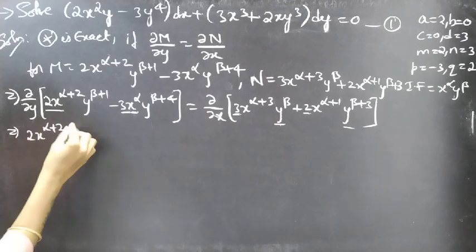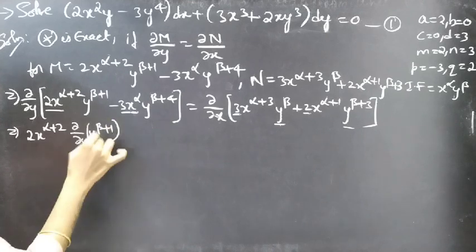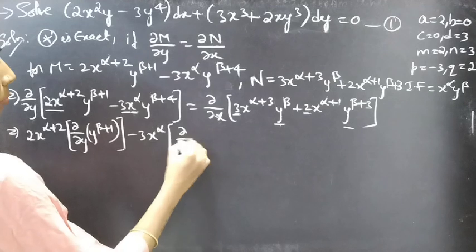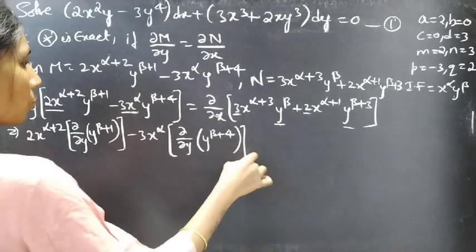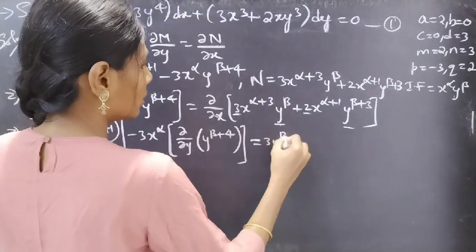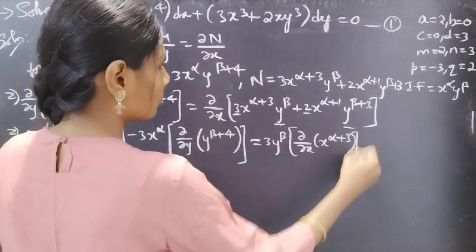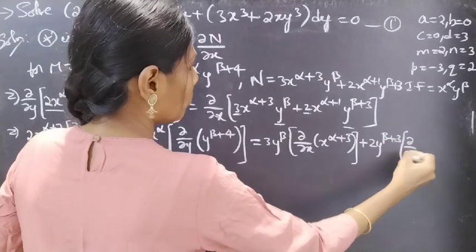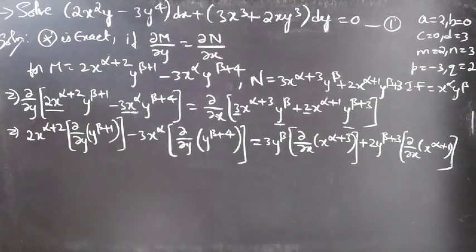2x^(α+2) into the partial derivative of y^(β+1) with respect to y, minus 3x^α into the partial derivative of y^(β+4) with respect to y, equal to constant 3y^β into the partial derivative of x^(α+3), plus constant 2y^(β+3) into the partial derivative of x^(α+1) with respect to x, right?